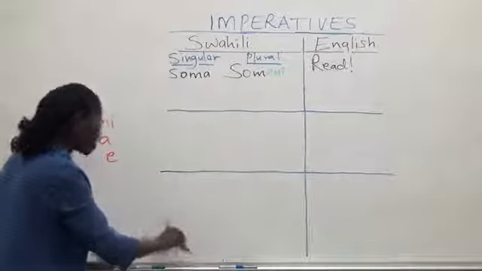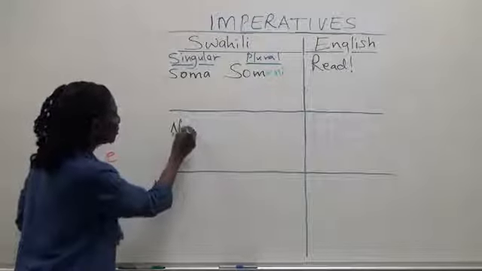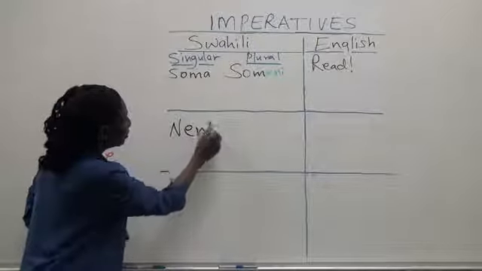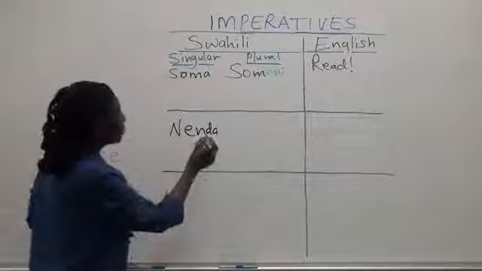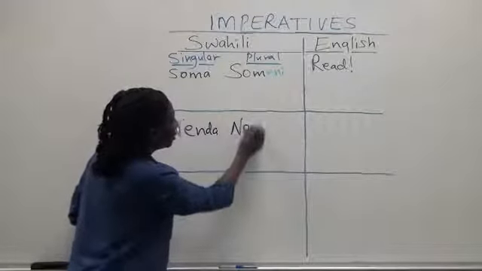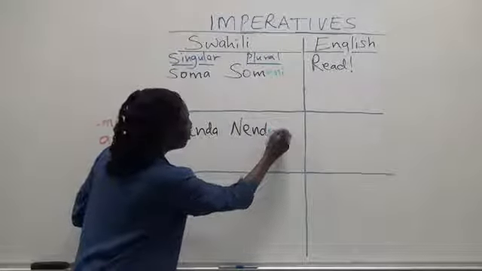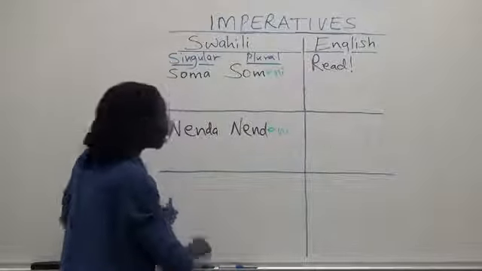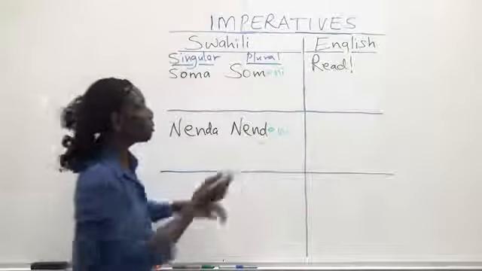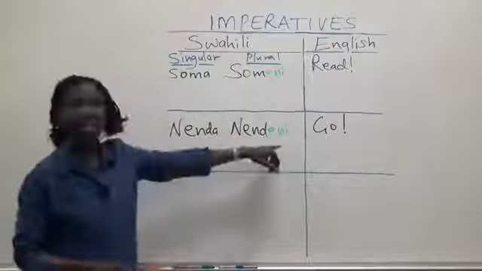Okay, let's look at another example, and this will be nenda. Okay, the plural of nenda would be nendeni, and of course the English translation would be go. Okay, again you can see the changes.